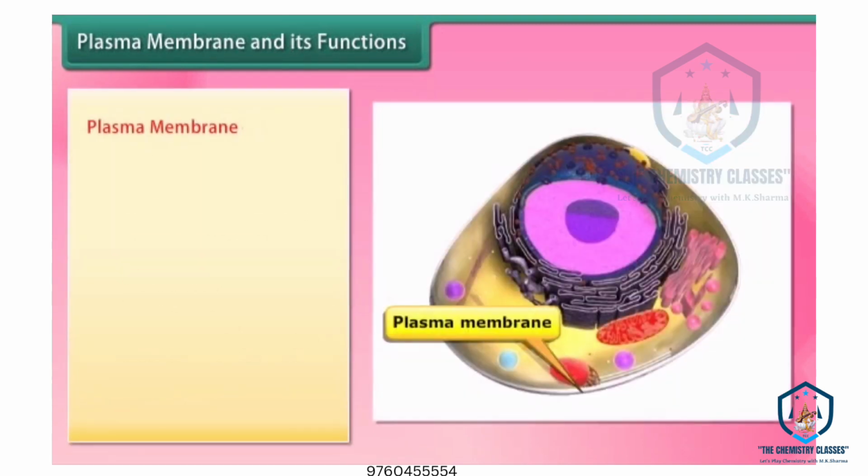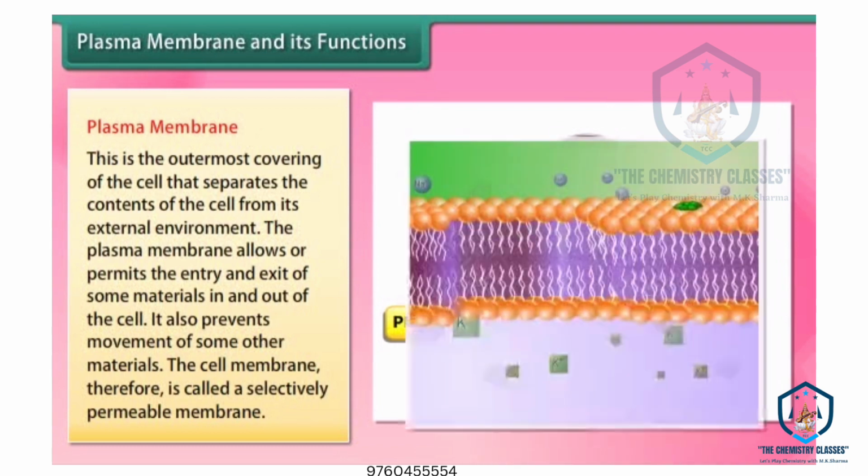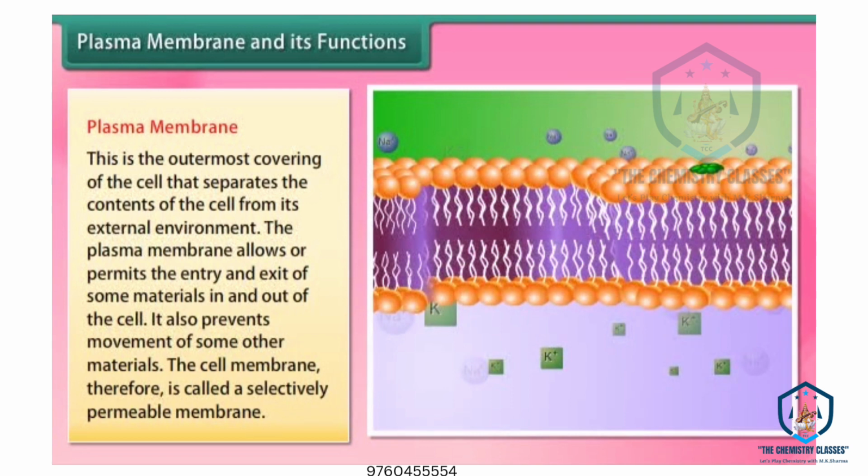Plasma membrane. This is the outermost covering of the cell that separates the contents of the cell from its external environment. The plasma membrane allows or permits the entry or exit of some materials in and out of the cell. It also prevents movement of some other materials. The cell membrane, therefore, is called a selectively permeable membrane.